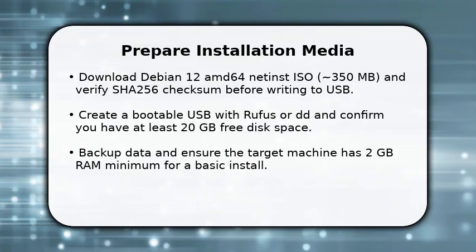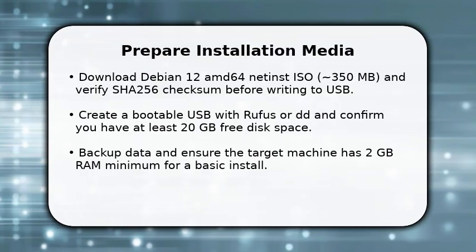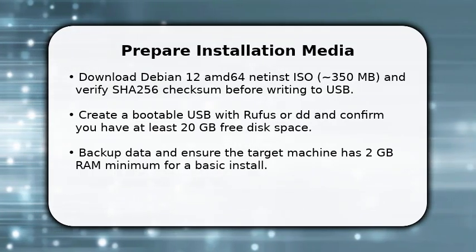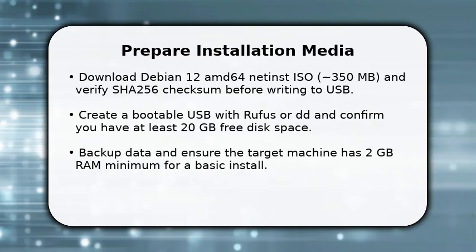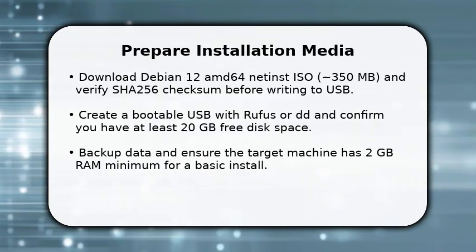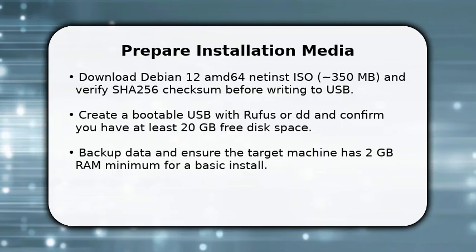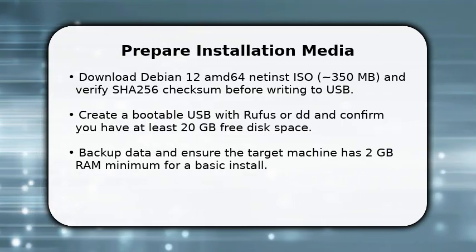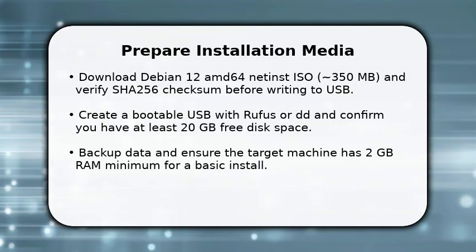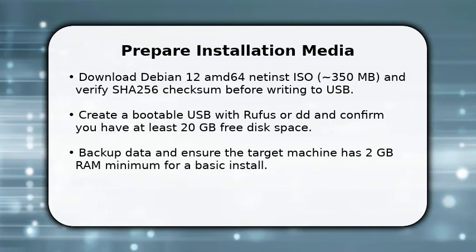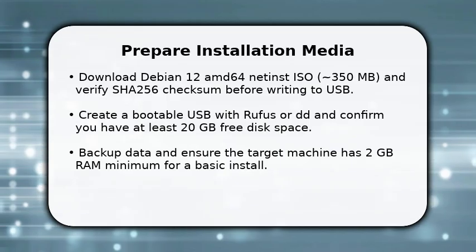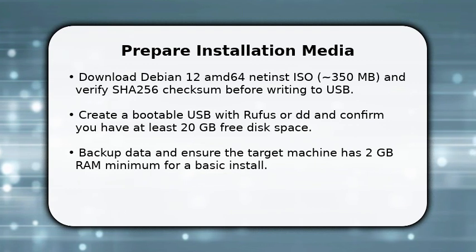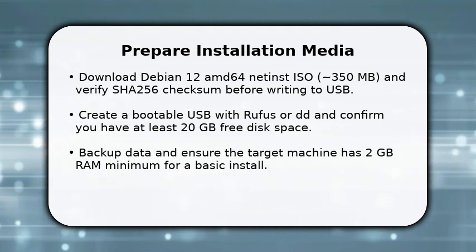Start by downloading the Debian 12 AMD64 NetInst ISO, which is roughly 350 MB, and verify the SHA-256 checksum to ensure file integrity. Prepare a bootable USB using Rufus on Windows or dd on Linux, selecting the ISO and the correct target device. Confirm the install target has at least 20 GB free disk space and a minimum of 2 GB RAM for a basic desktop.